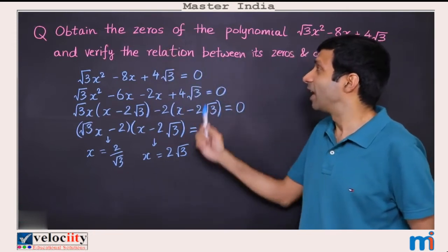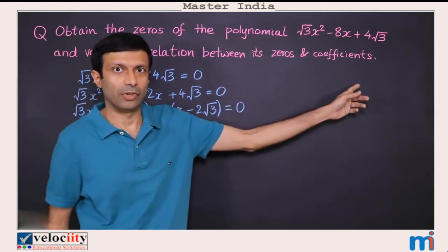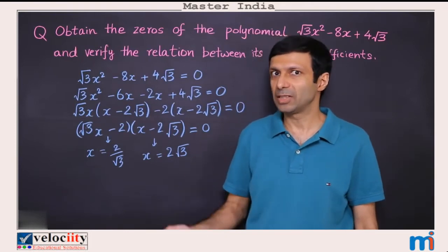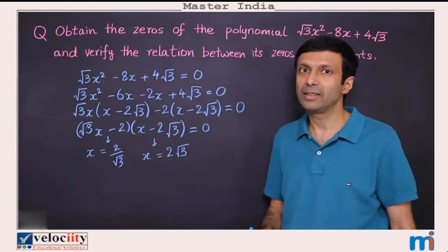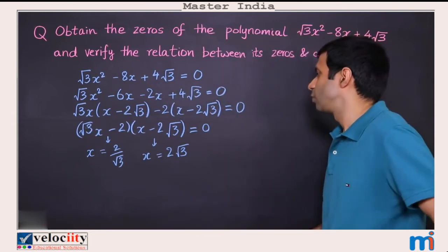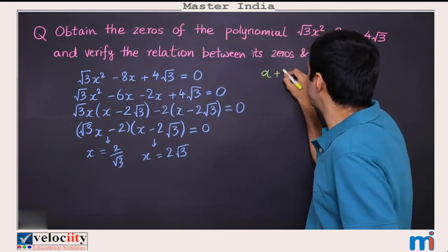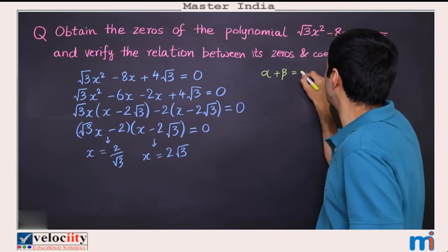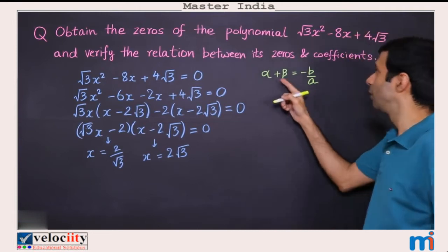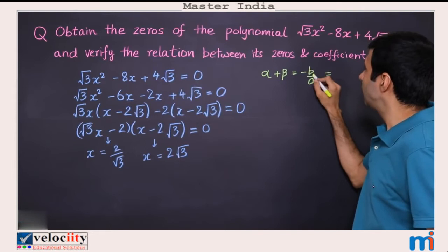This is our answer, and now we need to verify the relation between the zeros and the coefficients. So remember the formula that we learned: alpha plus beta equals minus b by a, and alpha beta equals c by a. So let's apply that. So what is our formula here? Let's write that down. Alpha plus beta equals minus b by a, right? The sum of the roots, or the sum of the zeros.